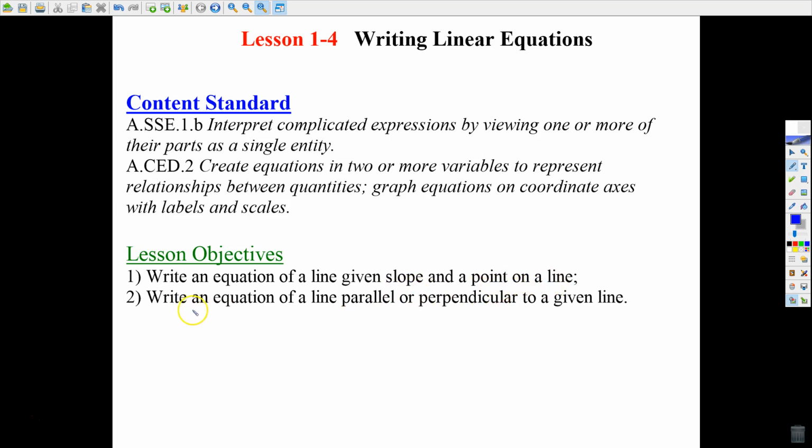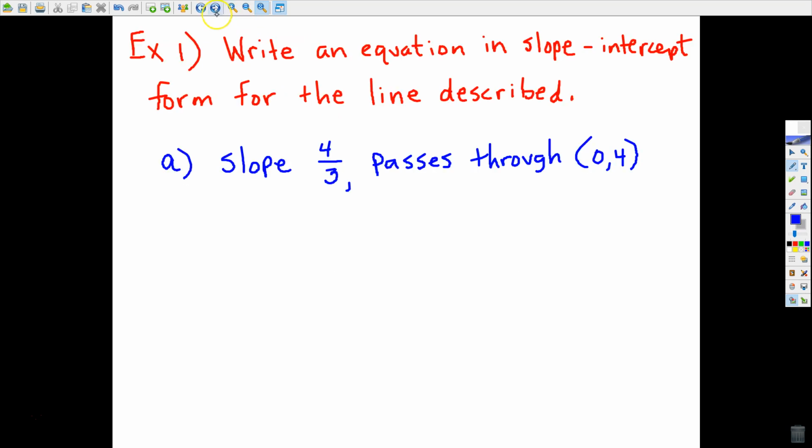Or I want you to be able to write an equation of a line parallel or perpendicular to a given line. And I guess we could add to this, in some cases we're going to be giving you 2 points on a line and you won't be given slope, but we'll look at some examples. But this lesson is all about taking information about a line and coming up with the equation for that line in slope-intercept form. So let's get started on some examples.